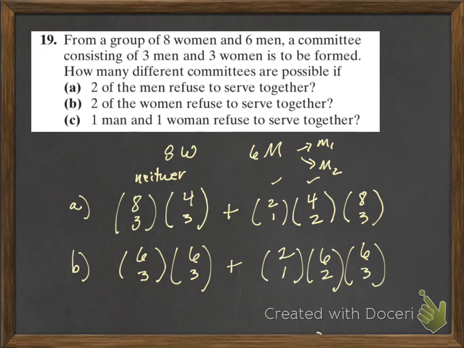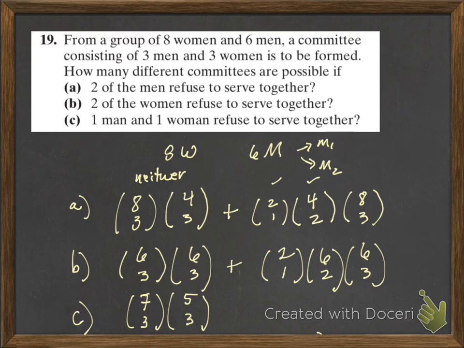All right. Lastly, let's look at C. 1 man and 1 woman refuse to serve together. Well, let's look at the case first where neither of them serve. So remove each one of them from the pool, and now you have 7 women. Choose 3. You removed the 1 man that refuses to be on the committee with the woman. So now we have 5, and we choose 3. So that is if neither of them serve.